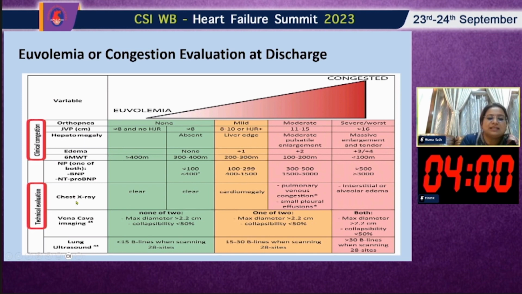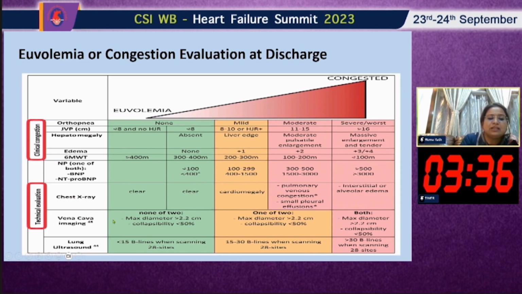If you go for a chest X-ray, it is clear here, but interstitial or alveolar edema is there in congestion. But a better imaging study would be lung ultrasound, looking for B lines when scanning 28 sites. If it is less than 15, the patient can be considered euvolemic, and if it is more than 30 or somewhere in between, you still think he needs diuretic treatment.